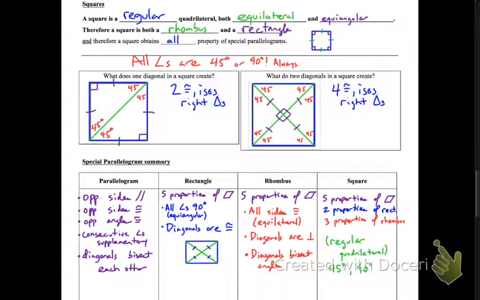A square, you'll need to know that it is a regular quadrilateral, and that those 45 degree and 90 degree angles happen all the time. Assuming you're listening, will you just make sure you put a rectangle around this special parallelogram right there for me? I appreciate it.